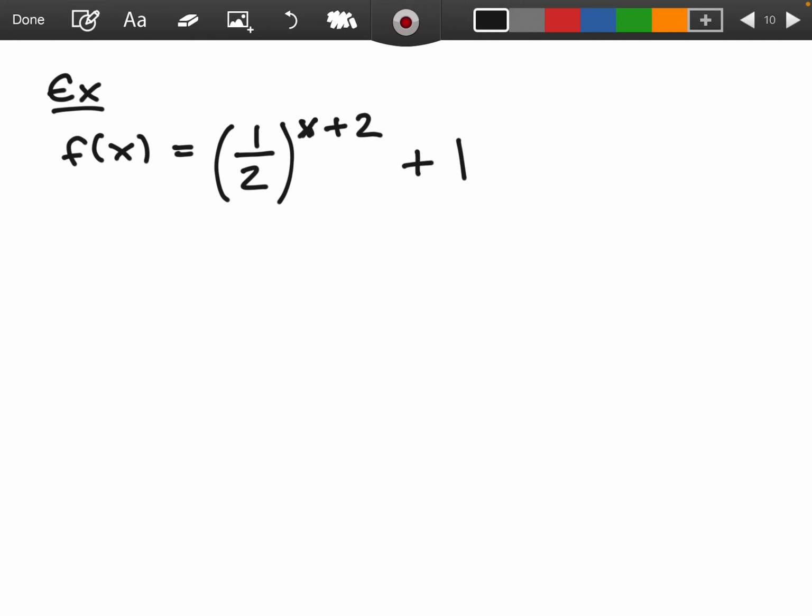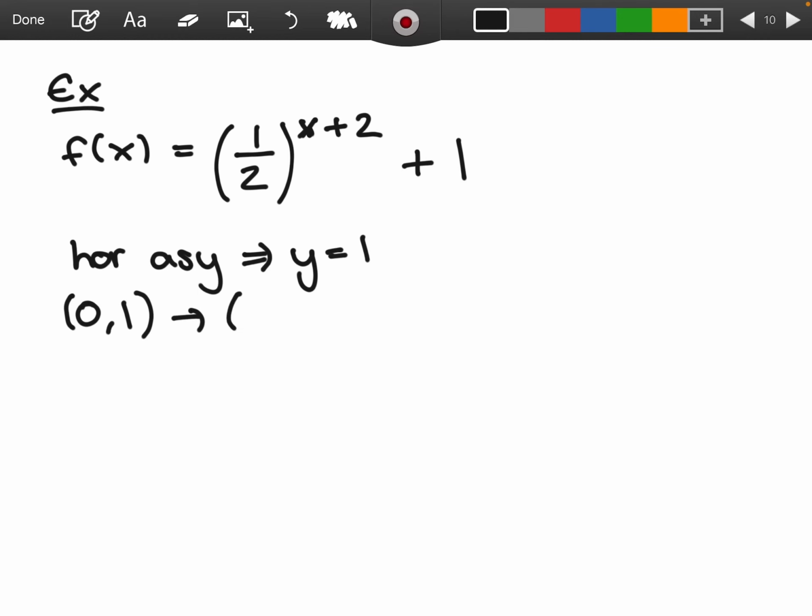Now, shifting to the left by 2 units doesn't affect where my asymptote is, so it's still going to be at y is equal to 0, but then I have that plus 1 at the end, which means that my horizontal asymptote is now going to be at y is equal to 1. Then let's see what happens to that point 0, 1. I shift to the left by 2 units, meaning that it goes to negative 2, 1, and then I'm going to shift up by 1 unit, so it goes to negative 2, 2.